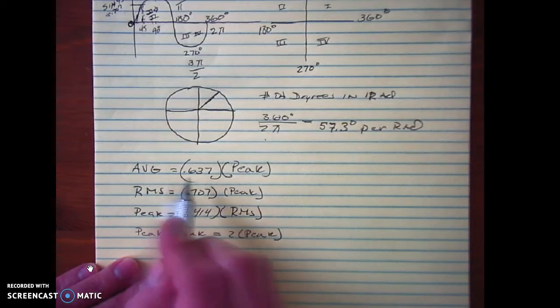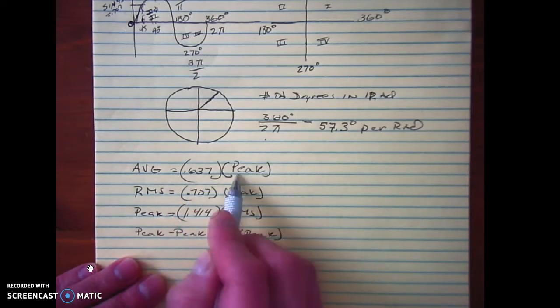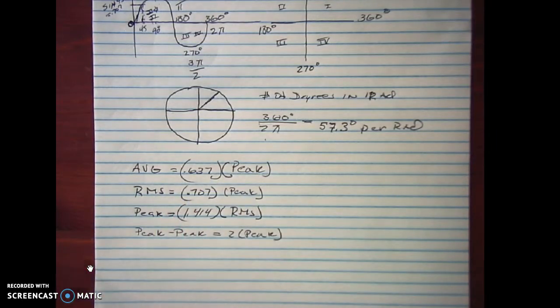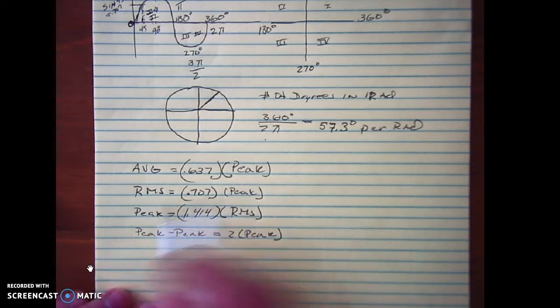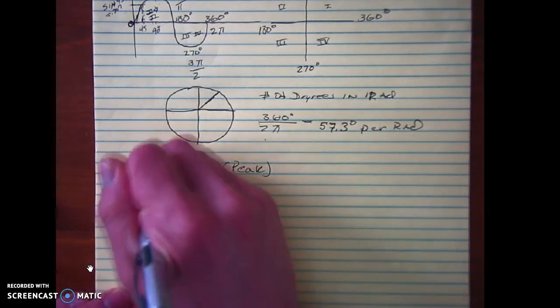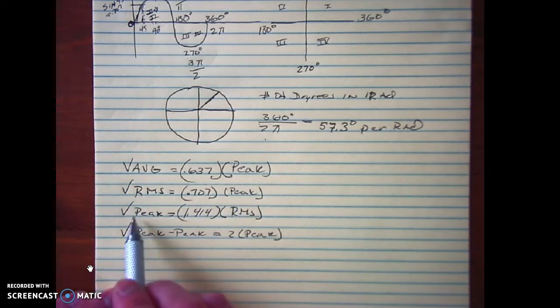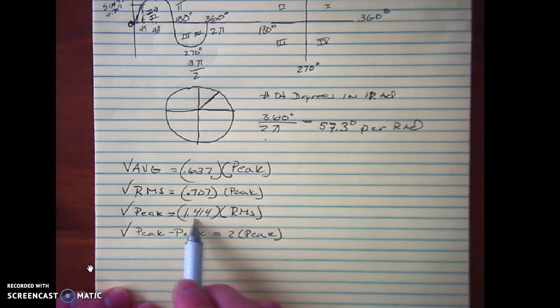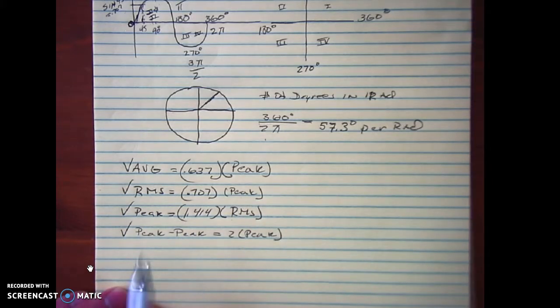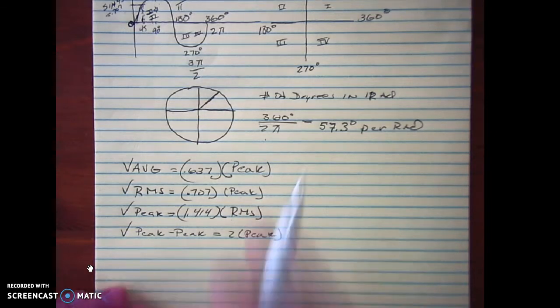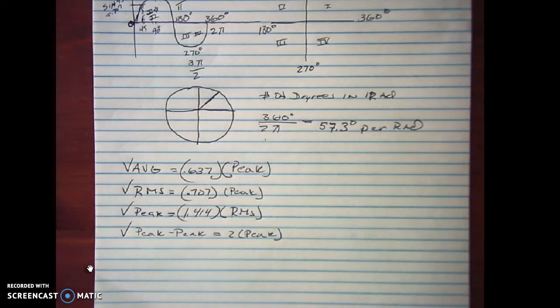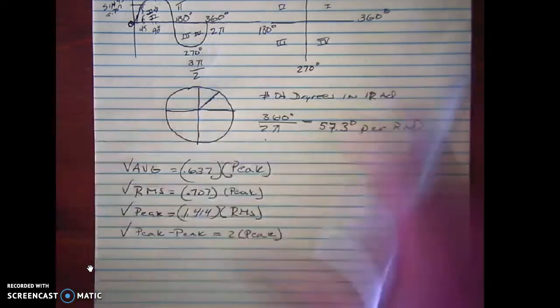So let's take a look at this for a second. The average value is equal to 0.637 times the peak. So our RMS, this is voltage, by the way, volts, volts, volts, and volts. Volts RMS is 0.707 times peak, and then our peak voltage is 1.414 times RMS, and our peak to peak is 2 times the peak. I did a lecture video on the sinusoidal waveform using Multisim, so I'm hoping this ties everything together.